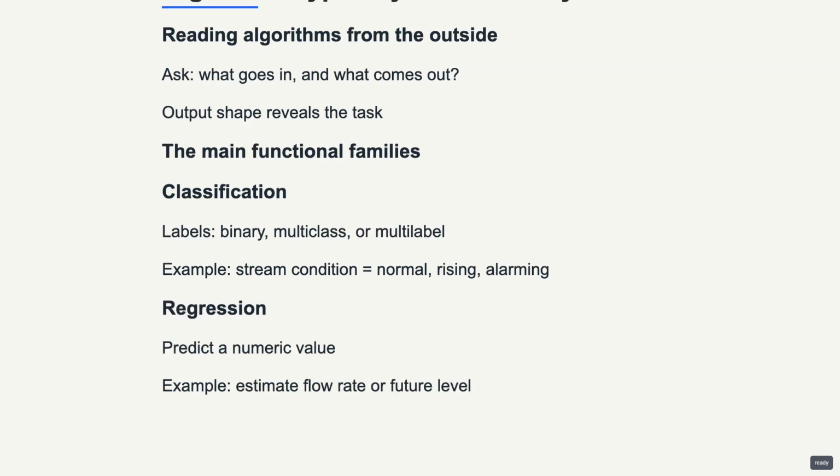For Riverwatch node, the output could be a flow estimate or a prediction of how the level will change. The important clue is that the result is continuous, so the model is answering with magnitude, not membership.